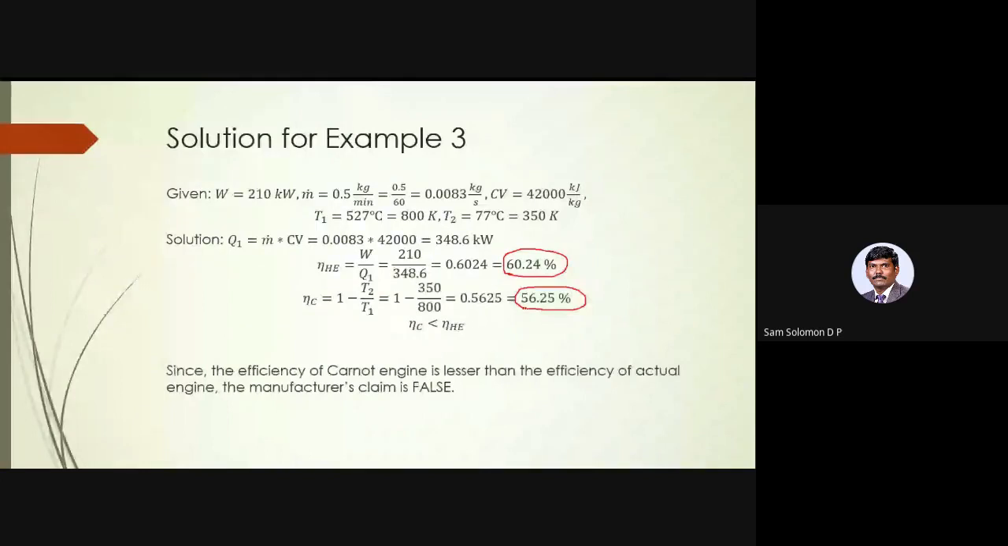So when they are asking you to verify a claim, you have to compare the performance of the Carnot cycle with the performance of the actual cycle. In this example, I have taken a heat engine. Similarly, they can give you the example of a refrigerator or heat pump also. For a heat pump, the COP of the actual heat pump is Q1 divided by Q1 minus Q2. The COP of the Carnot heat pump is T1 divided by T1 minus T2.